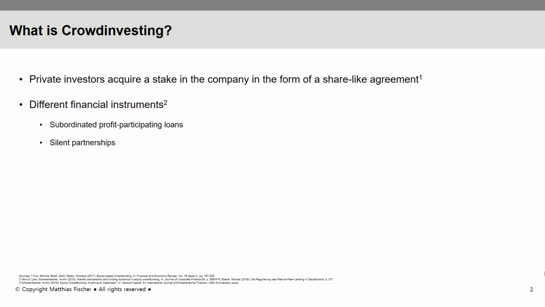The most important mezzanine financial instrument is the subordinated profit participating loan, in which investors participate proportionally in the company's profits without receiving the rights associated with an equity investment, such as voting rights. Equity-based crowd investing refers to the sale of equity interests in companies in the form of a silent partnership. A silent partnership is a virtual participation in the establishment of the company and is imitated by contract law.